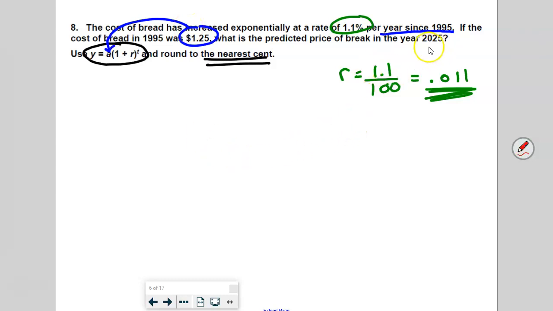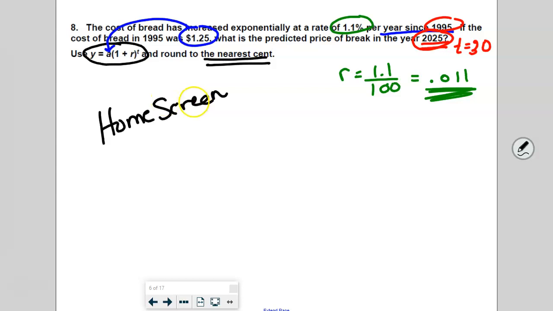And then they want us to predict the price in the year 2025. So if you think about how much time has passed, oh my gosh, this makes me feel very old now. That would be 30 years from 1995 to, just a couple of years from now, 2025. So what you'd want to do at this point is, first of all, you guys know what bread costs, and I'm sure whatever the problem is, it's kind of realistic, I guess. If you see an answer that's like totally crazy, just don't choose it. Obviously, the bread price is going to be higher than $1.25. So on the home screen of your calculator, what you're going to type in is 1.25, and then 1 plus 0.011, and then raised to the 30th power.